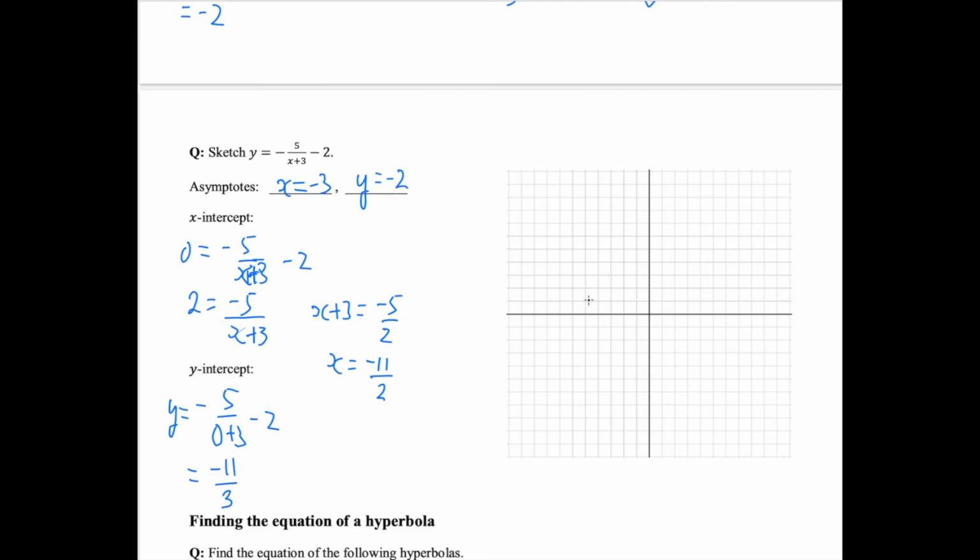Now let's just put in the information here. So x equals to minus 3. Draw a vertical line. Bam, there we go. And then draw a horizontal line for the horizontal asymptote, y equals to minus 2. Bam, there we go. Okay, so x equals to minus 3. Y is equal to minus 2.